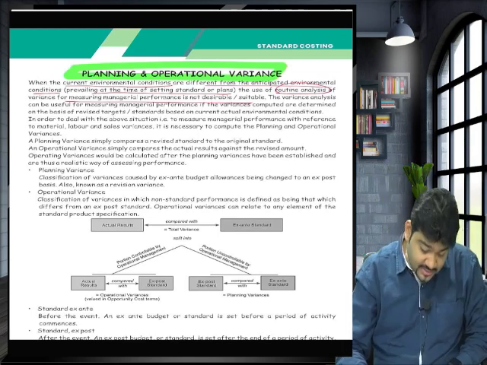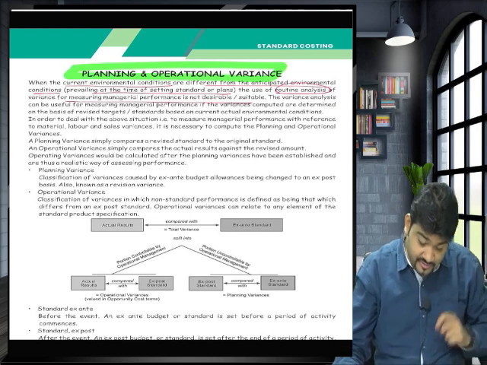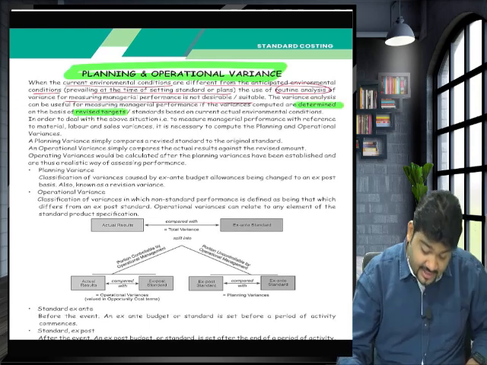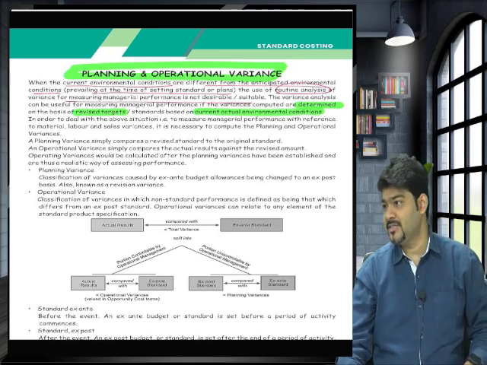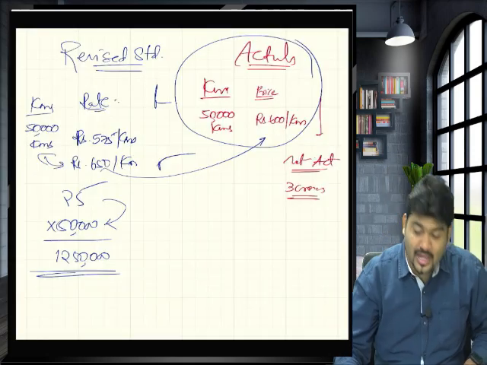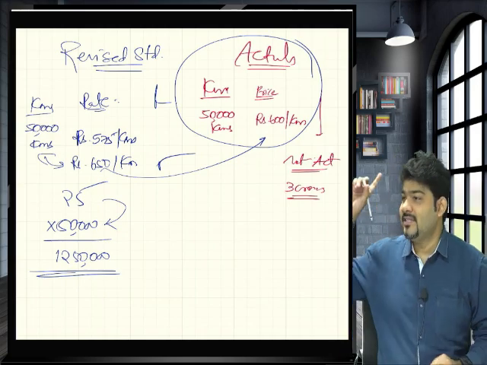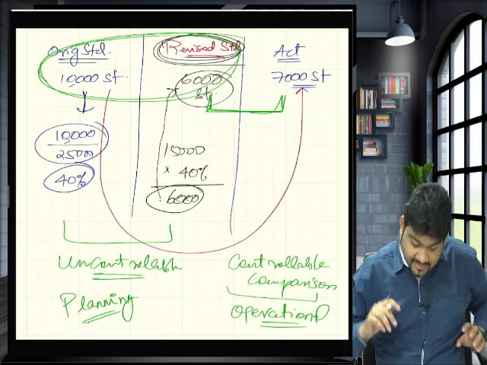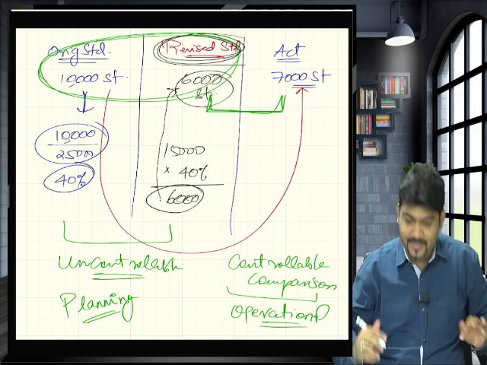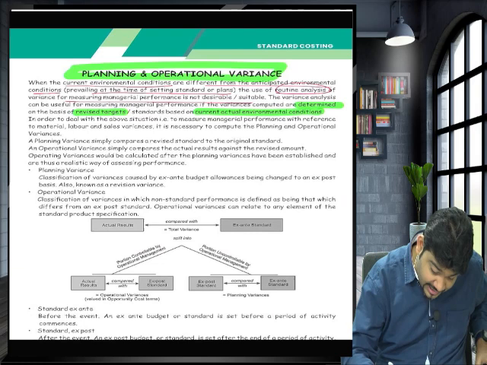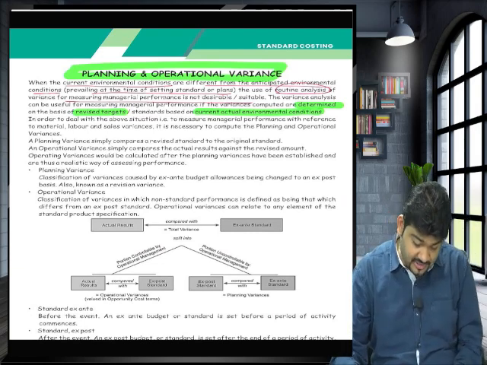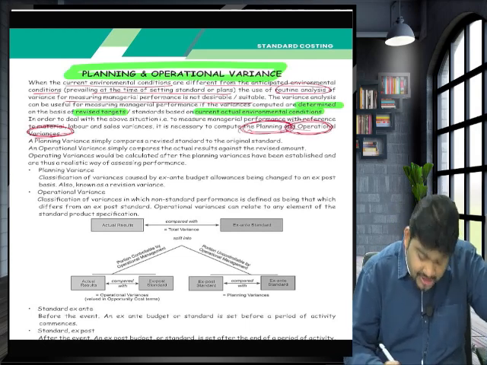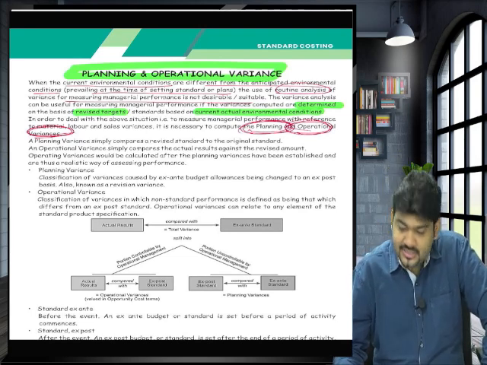Chalo. The variance analysis can be useful for measuring managerial performance if variances computed are determined on the basis of revised targets based on current actual environment conditions. This is what planning and operational variance is teaching us, right? That we should create what? Revised targets. See this, we have created a revised standard. Here also we have created a revised standard, and then we are comparing. It makes sense here. In order to deal with the above situations, that is to measure managerial performance with reference to material, labor, sales, it is necessary to compute planning and operational variances. Gotcha? Logic is clear? Okay.